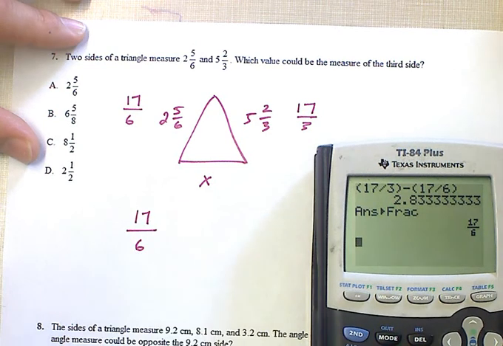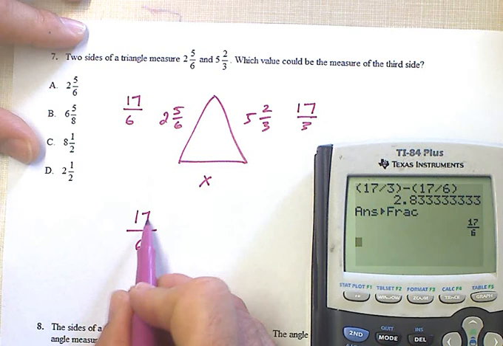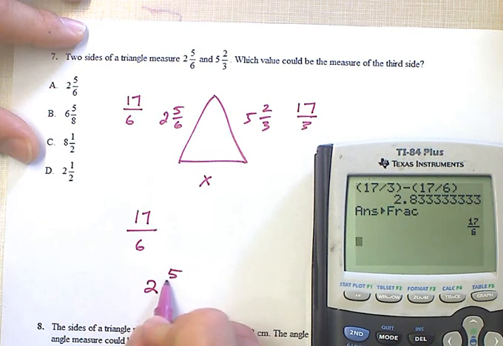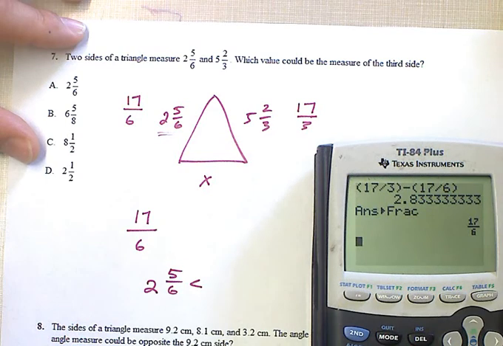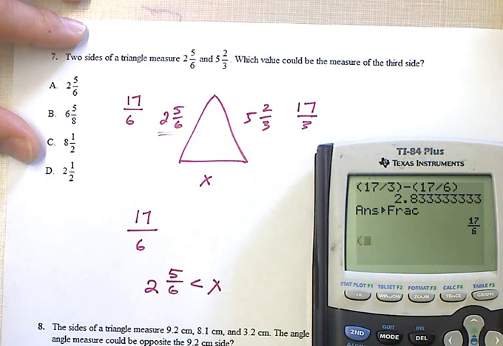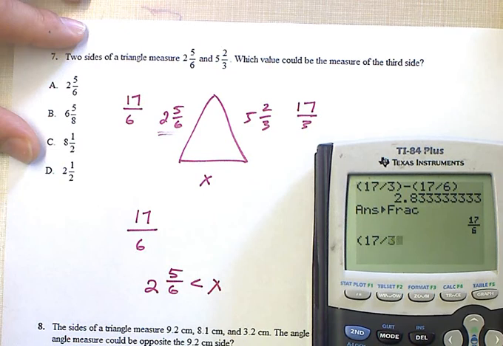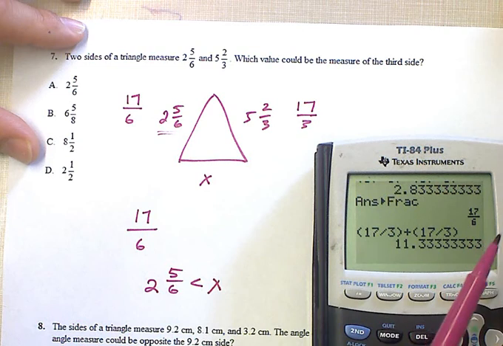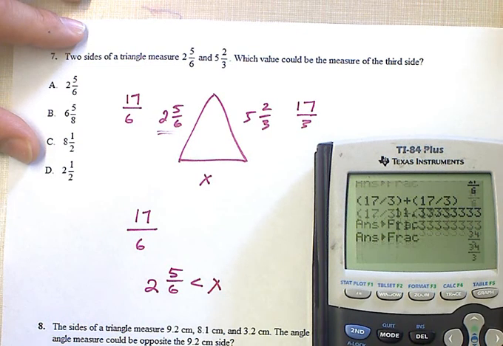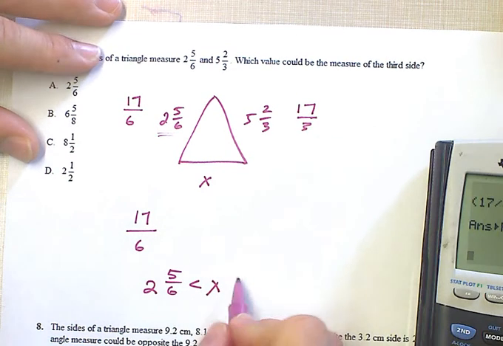Now if I want to make this a mixed number, 6 goes into 17 twice with 5 left over. So actually my range, when I subtract these two, I get a similar side here. Now if I want to add the two, I could do 17 thirds, see how I'm making a fraction here, I'm putting the fraction inside the parentheses, plus 17 over 3. And I get 11.33. Make that a fraction. 34 divided by 3 is actually 11 and 1/3, so it needs to be less than 11 and 1/3.